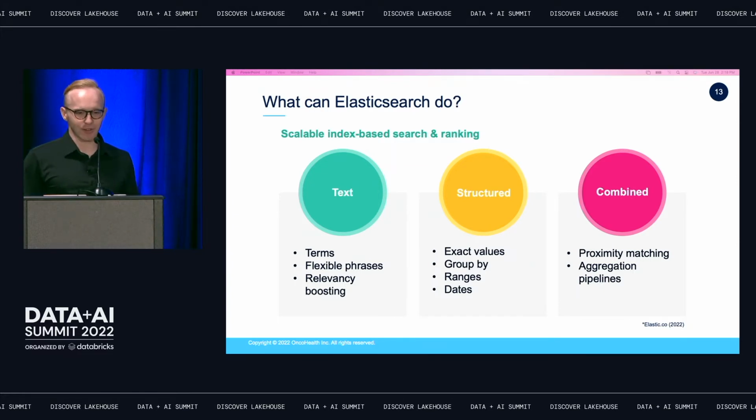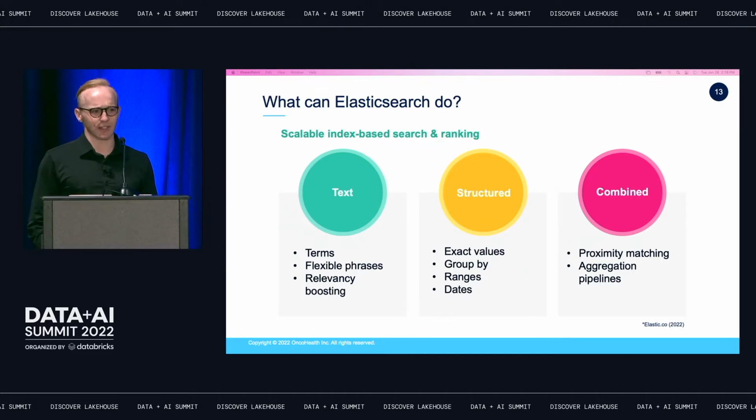It's most important for searching text, so it allows us to very quickly search terms and flexible phrases, and has additional algorithms built in for relevancy to get the most relevant data back across millions of records. Together with unstructured data, we can search structured data, search for exact values, and apply filters similar to SQL, and search for ranges and dates. And there are additional complex algorithms that, across the combined data, do proximity matching, as well as built-in aggregation pipelines to get additional insights, leveraging Elasticsearch computations.